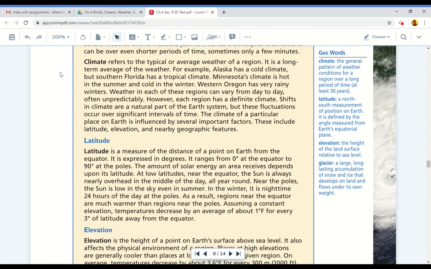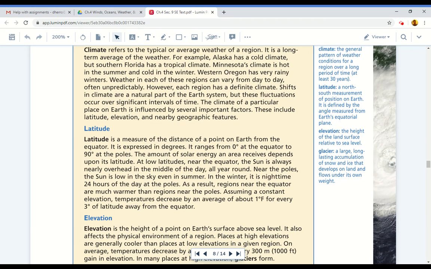Climate refers to the typical or average weather of a region. It is a long-term average of the weather. For example, Alaska has a cold climate, but southern Florida has a tropical climate. Minnesota's climate is hot in the summer and cold in the winter. Western Oregon has a very rainy winter. Weather in each of these regions can vary from day to day, often unpredictably. However, each region has a definite climate. Shifts in climate are a natural part of the Earth system, but these fluctuations occur over significant intervals of time.